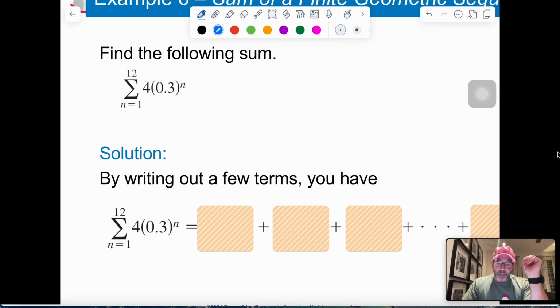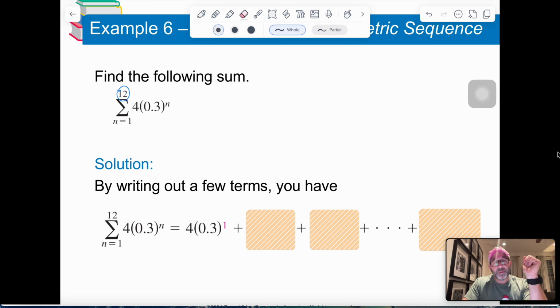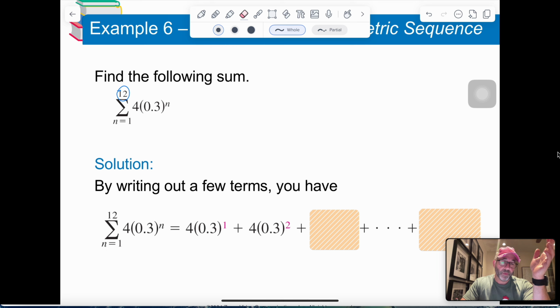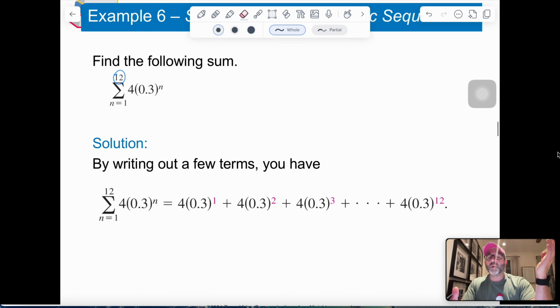So if we're going to write out the partial sum here, we're going to have a long list that we would have to make. If there's 12, that means we're going to have to write out all of the terms here. The first one would be 4 times 0.3 to the first power. The second would be 4 times 0.3 to the second power. The next one would be 4 times 0.3 to the third power, and you keep doing this on and on until you get to the 12th power here. Now that's a lot of work to try to do.